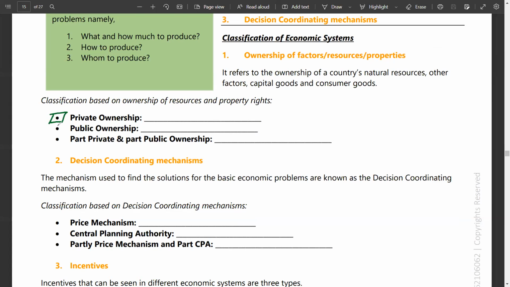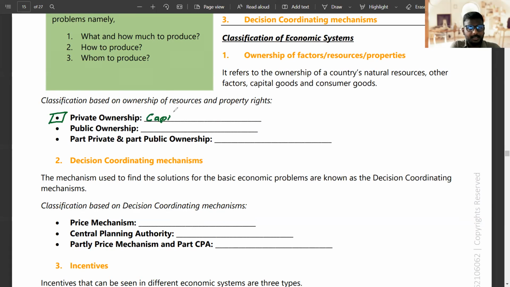Capitalist. It is capitalist economic system. Because when we say this word capitalist, it refers to resources being owned by private parties. That's what the definition of capitalist economic system is.